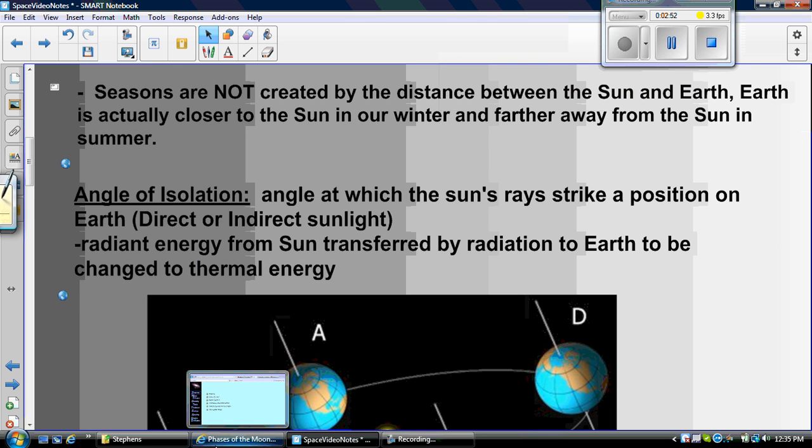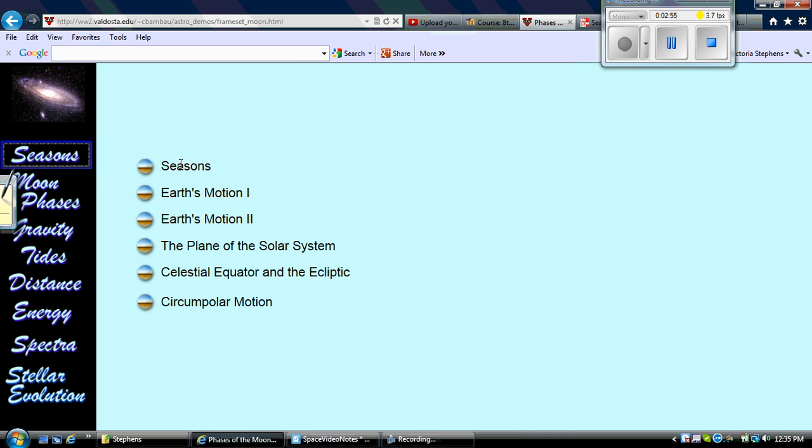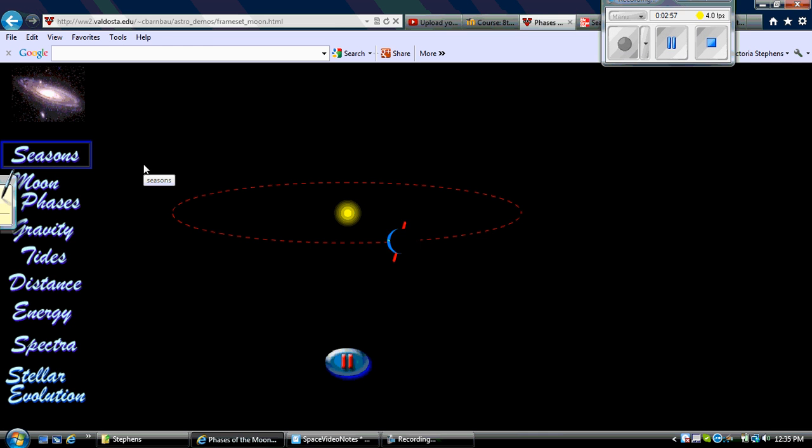Okay, so let's take a look at our tilt a little bit more. Okay, so this is going to show you, right now, if this is our Sun and this is the Earth, we are tilted away from the Sun. So most of the direct sunlight is hitting the southern hemisphere. So we receive less direct sunlight, and so we are in winter. Fall. Okay, now we're in summer. The northern hemisphere is tilted toward the Sun, so we are receiving more direct sunlight.